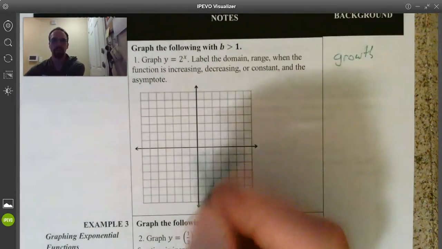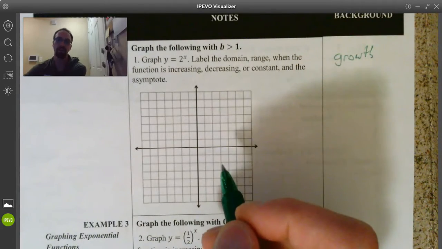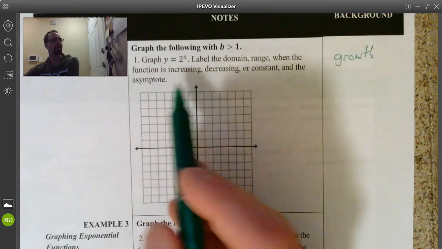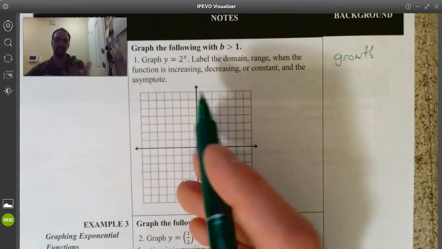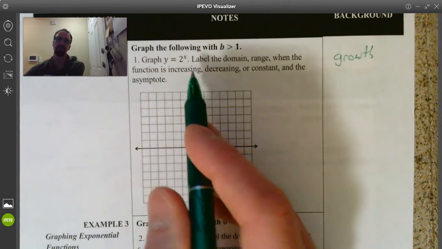So here I want to graph, label domain, range, when the function is increasing, decreasing, constant, and then also the asymptote. If I think about this, the base, this is kind of a parent function with a base of 2. So I'm saying that exponential parent function with a base of 2. It's important to have that notation.